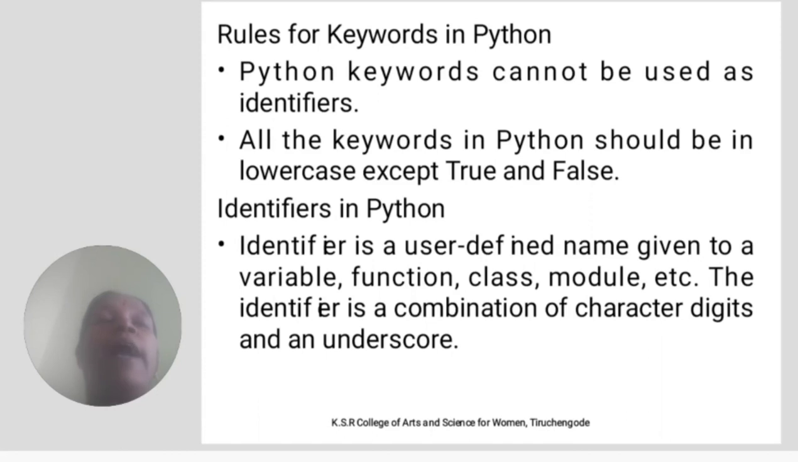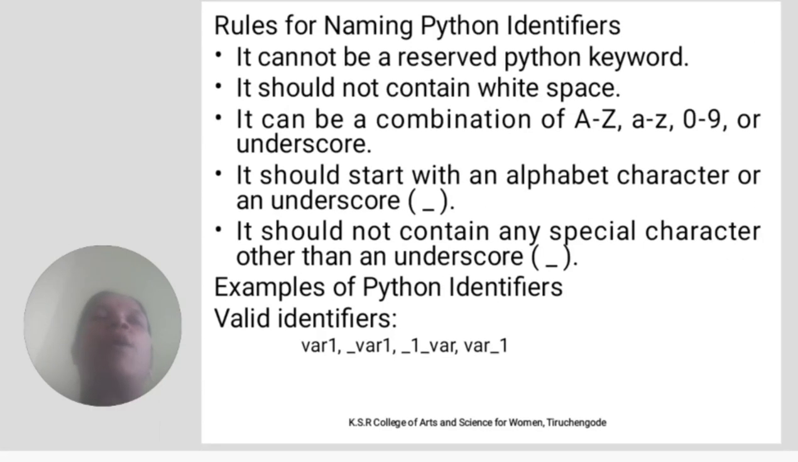Identifier in Python. An identifier is a user-defined name given to a variable, function, class, module, etc. The identifier is a combination of characters, digits and an underscore. Rules of naming Python identifiers. It cannot be a reserved word or Python keyword. It should not contain white space. It can be a combination of A to Z, 0 to 9 or underscore. It should start with an alphabet character or underscore. It should not contain any special character other than an underscore. Examples of Python identifiers are var1, _1, _var_1.